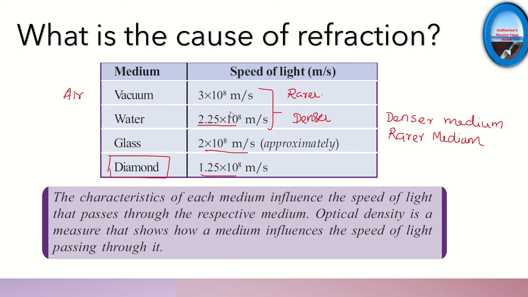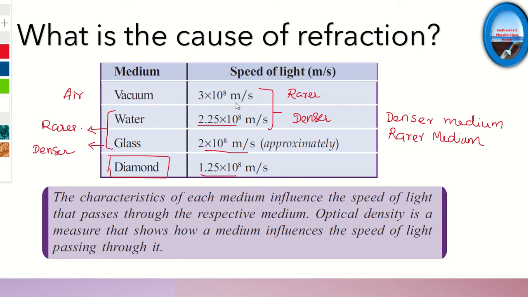Now, at the same time, if I take water and glass, if I'm taking this pair, what is happening here? In glass, the speed is decreasing. See this 2.25, the power of 10 is the same, 10 power 8. So in glass, it is 2 into 10 power 8. That means its speed is decreasing. So glass is denser and water is rarer.